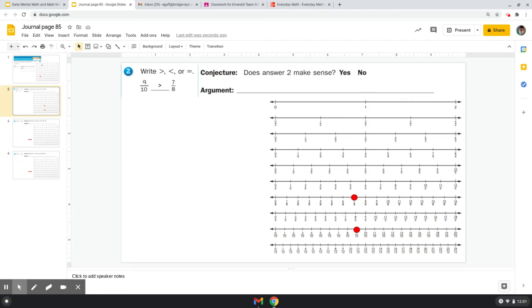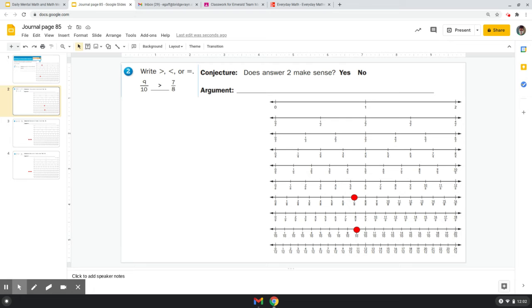It does make sense, and I can see on my number line that 9/10 is just bigger than 7/8. However, I don't really want to use that for my argument. I want to talk about the size of the fractions. Take a look at 9/10. I'm 1 away from the whole. And think about 7/8. I'm 1 away from the whole. Can you think of an argument as to why you could prove that 9/10 is greater than 7/8?